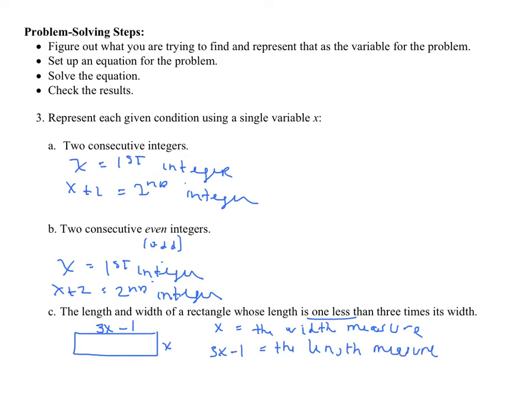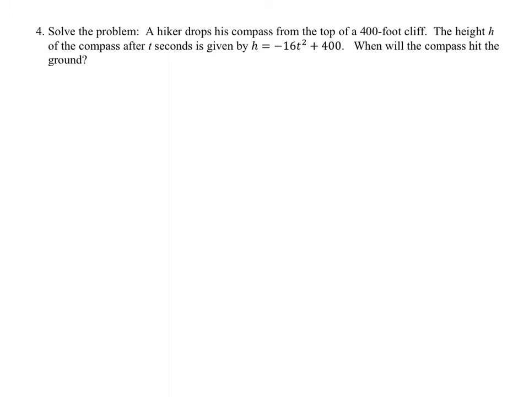Perfect? Next. Now let's take a look at this problem. A hiker drops his compass from the top of a 40-foot cliff. The height h of the compass after t seconds is given by h is equal to negative 16t squared plus 400. When will the compass hit the ground? So here's my compass. And here he is.